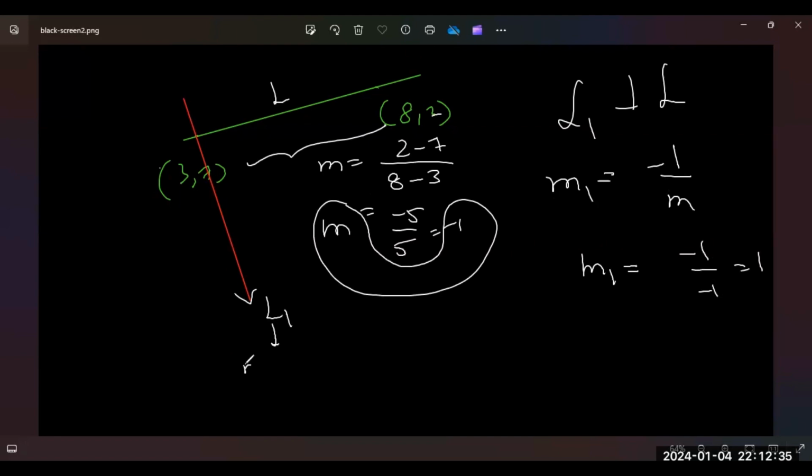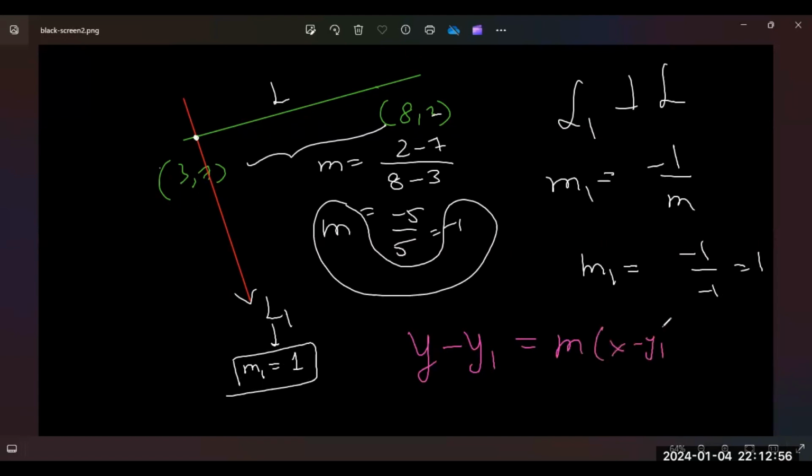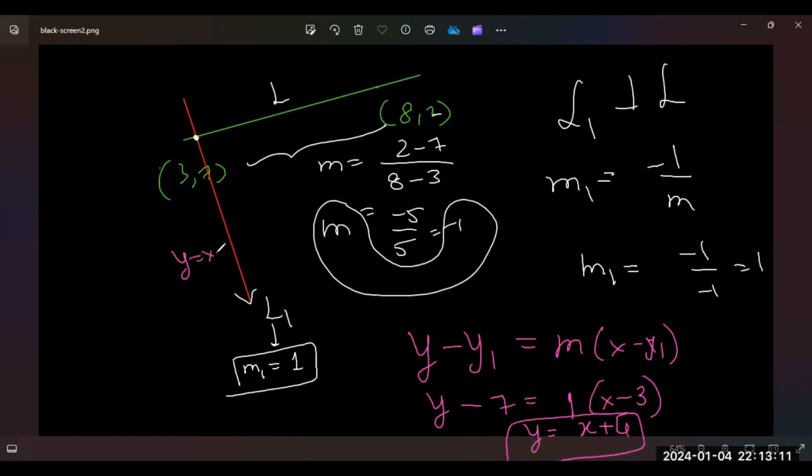So you know the slope of this line now. What is it? 1. We have 1 point through which it passes. So we can use the one point form. What is the one point form? y minus y1 equals m into x minus x1. y minus 7 equals 1 into x minus 3. Remove the bracket, open. So x plus 4 will be the equation of this line. y equals x plus 4.